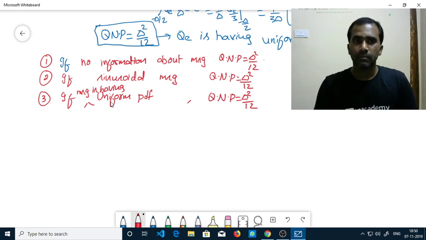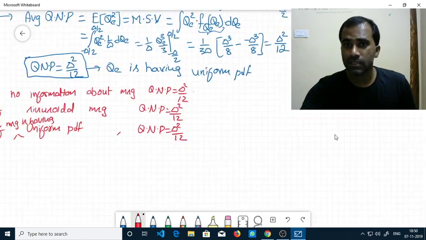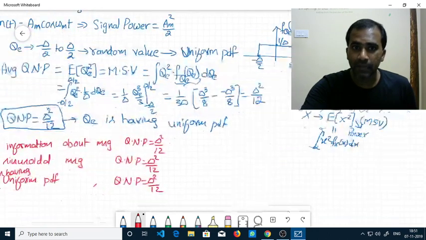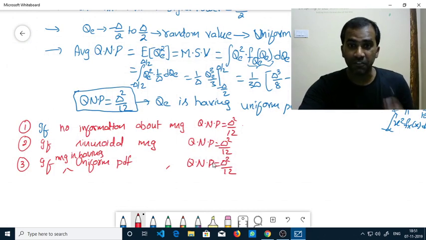There is no problem. Similarly, whenever the message has a uniform PDF, which means the message has the same probability for all voltages, then definitely quantization error also will have the same probability for all voltages from minus delta by 2 to plus delta by 2. So perfectly speaking, whenever the message has a uniform PDF, the quantization error also has a uniform PDF. But when the message has a triangular PDF, then definitely we cannot say quantization error has a uniform PDF.